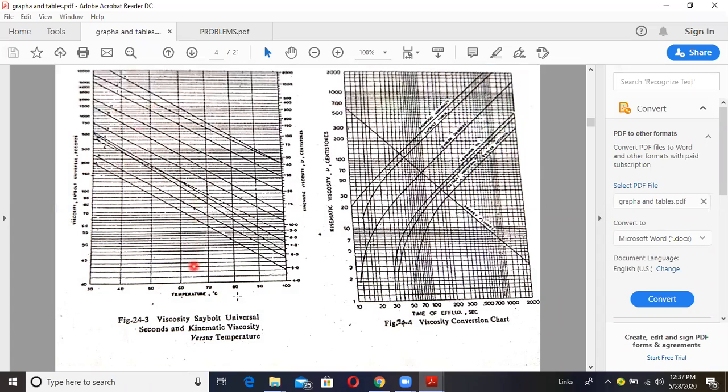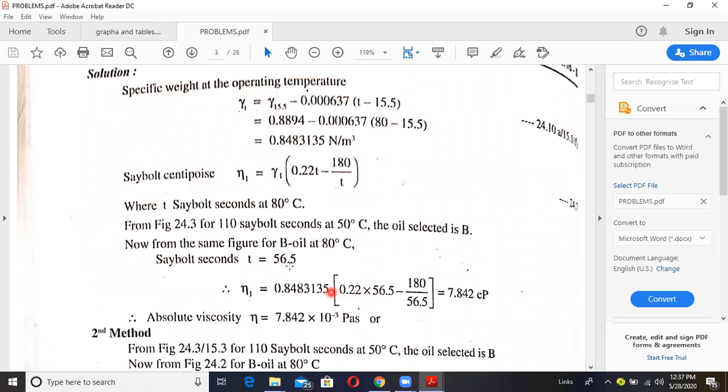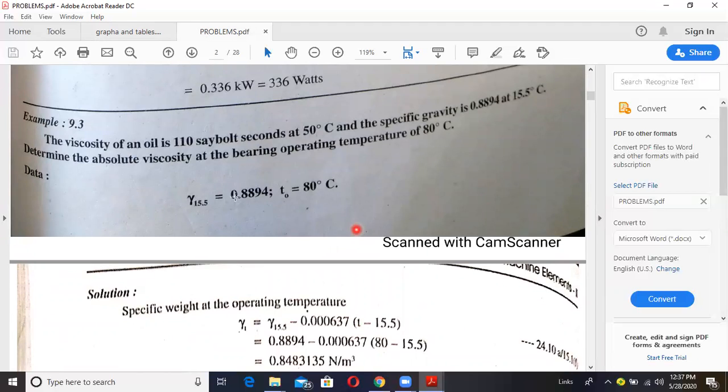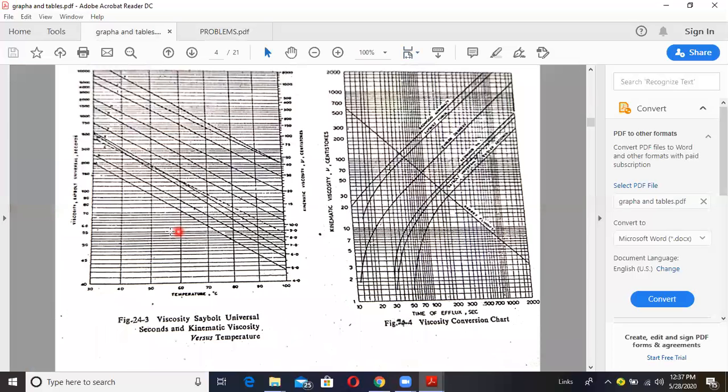Now, first, what they told is, see from figure 24.3, for 110 Saybolt seconds at 50 degrees Celsius. See, in the question they told that the viscosity of an oil is 110 Saybolt seconds at 50 degrees Celsius. Now, if you see the figure, where is 110? See here there is 100, somewhere you will get 110 here. And another thing is 50 degrees, so here 50 degrees is there.